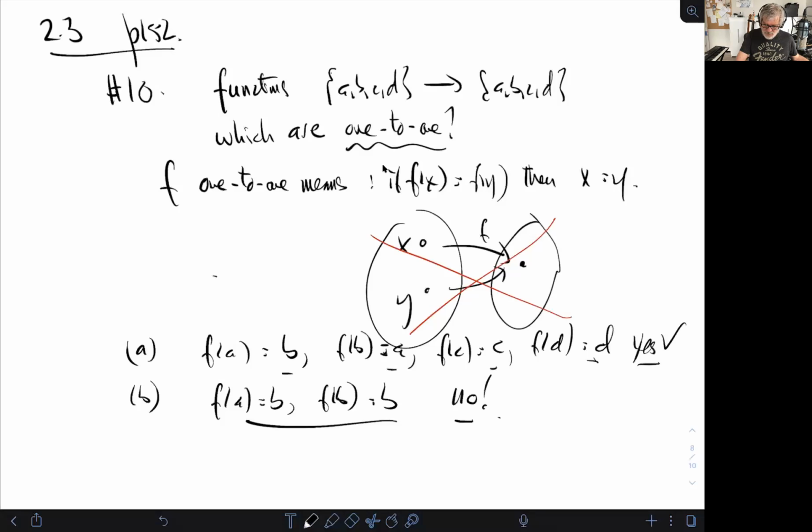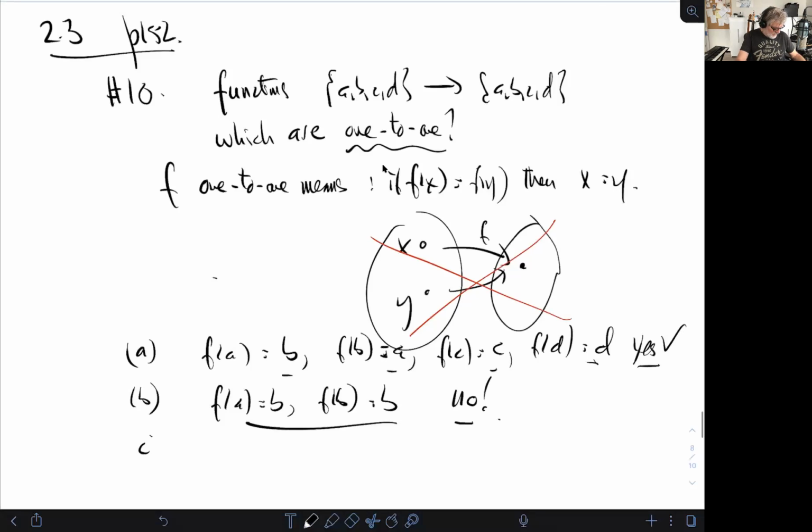C, you can spot it pretty quickly too, eh? The last one, f of a equals d, and f of d equals d. No, not 1-to-1. Okay, so it's just a question of applying the definition.